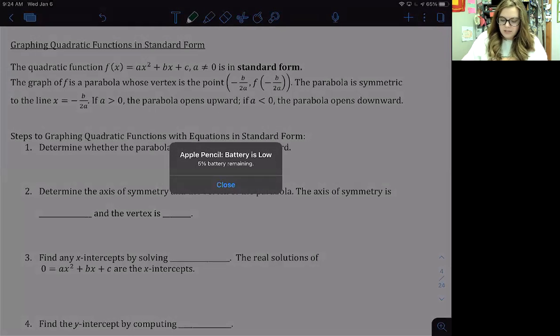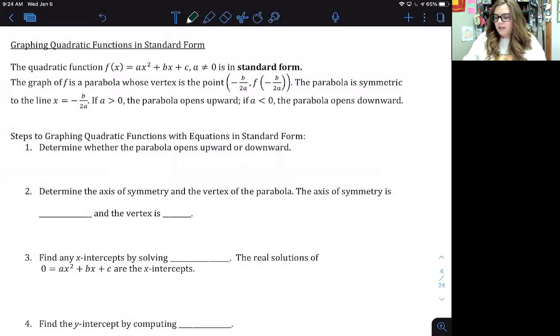Our parabola is symmetric to the line x equals negative b over 2a, because remember our line of symmetry is going to match the x value of our vertex. And then determining which direction the graph faces, up or down, is going to be the same. We're going to look at the a value or the number in front. All right, so determining our steps. Steps are the exact same. We just are going to find things slightly different for each one.